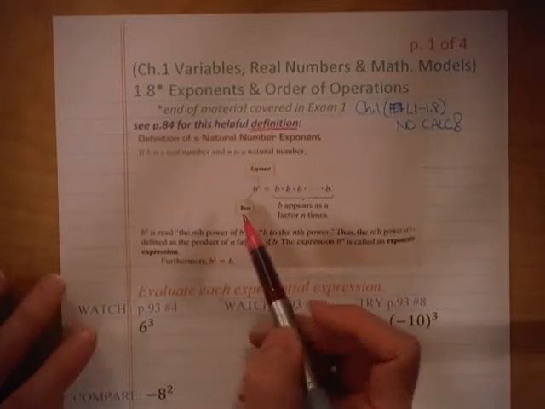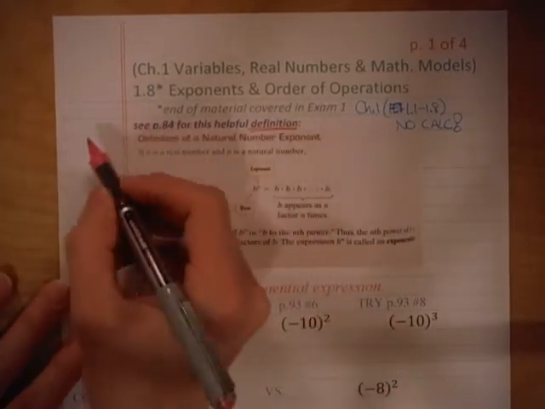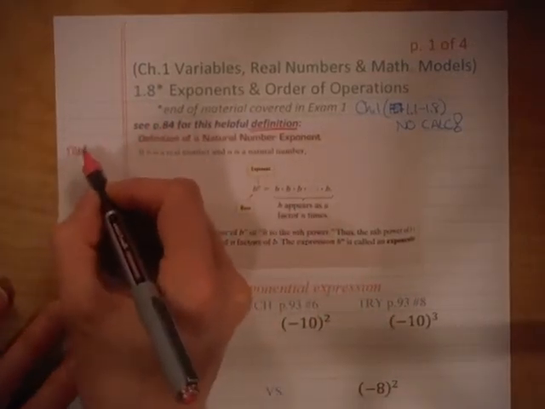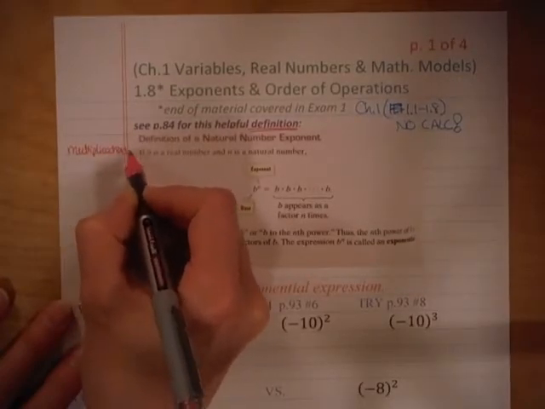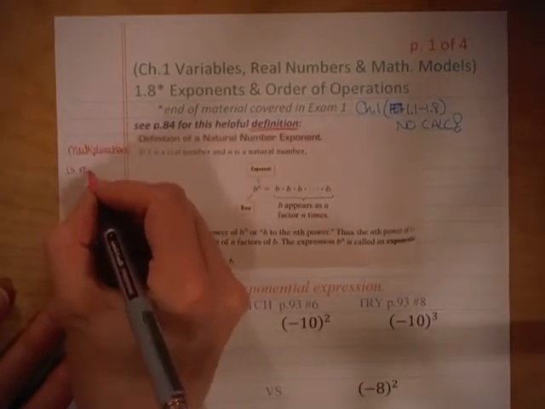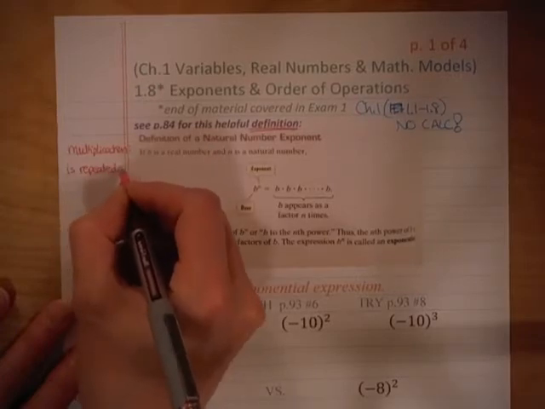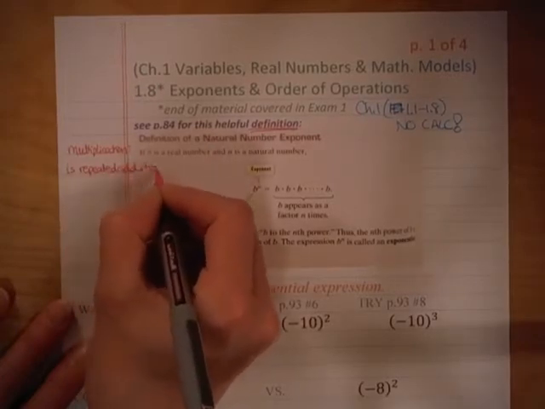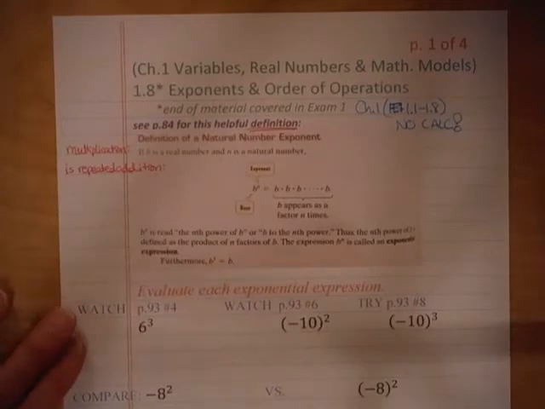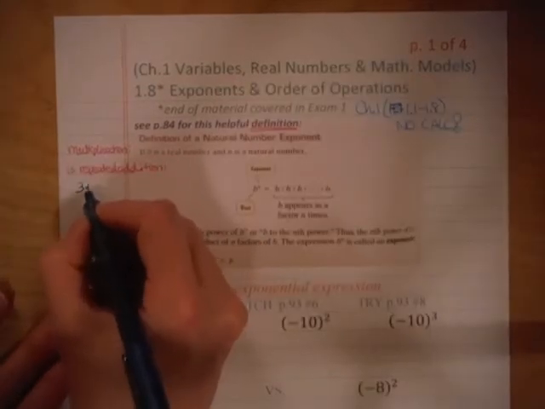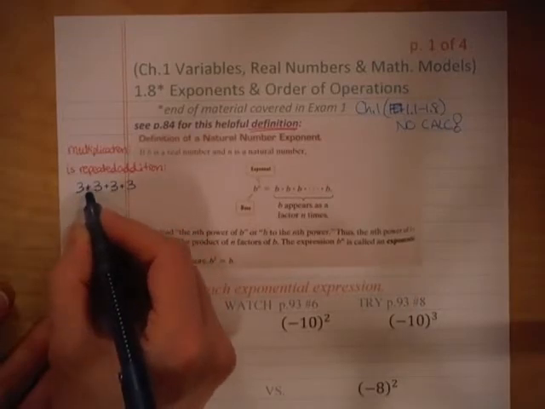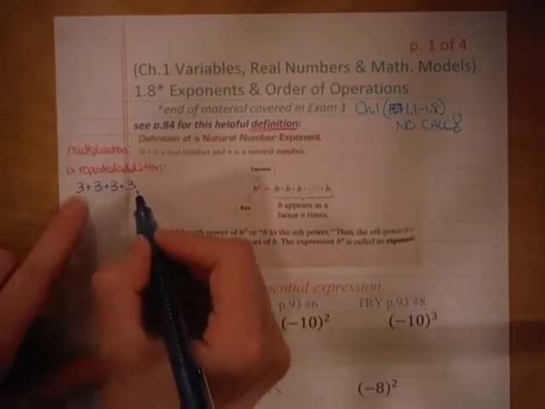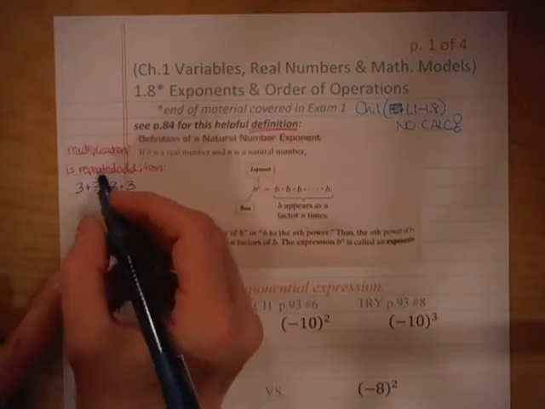Well, what does that mean? Let's back up and talk about what multiplication is first of all. One way to think of multiplication is that it's repeated addition. What do I mean by that? Well, if I were to add 3 plus 3 plus 3 plus 3, 4 different 3's together, our answer would be 12.